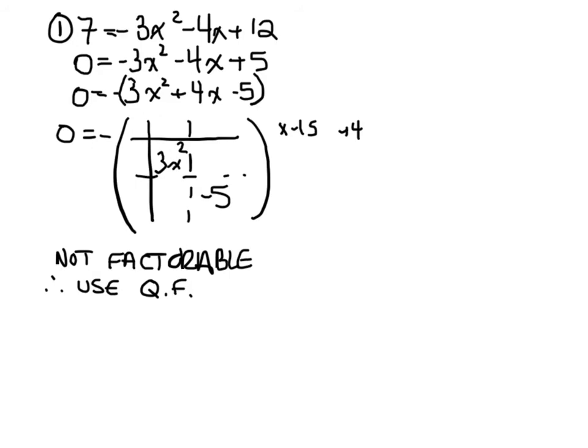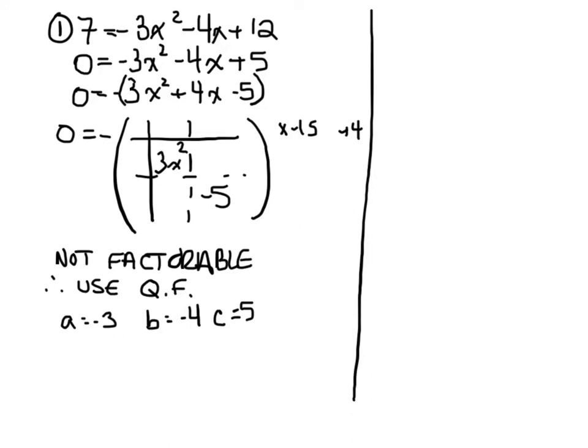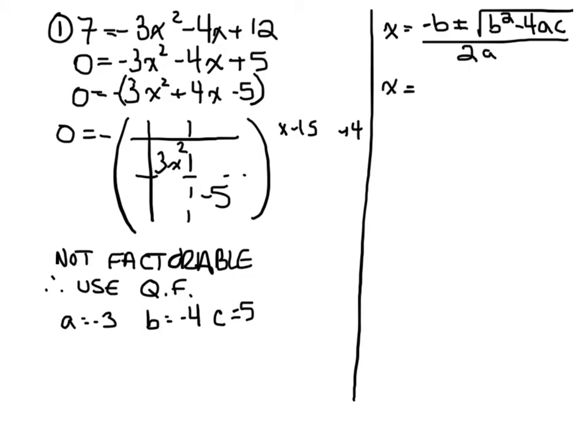Alrighty. So when we're using the quadratic formula, we're going to be using it on this one here, because it's equal to 0. So we know that in this case, a is equal to negative 3, b is equal to negative 4, and c is equal to 5. So I'm going to break this up here, and use the quadratic formula over here. So I have x is equal to minus b plus or minus the square root of b squared minus 4ac, all divided by 2a, and I'm going to substitute in my values for a, b, and c.